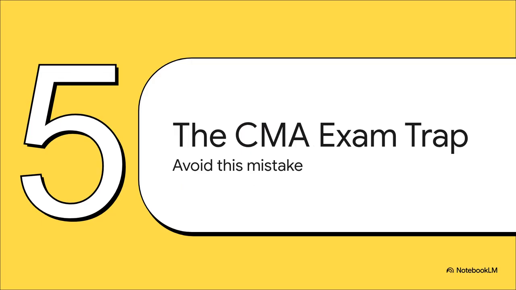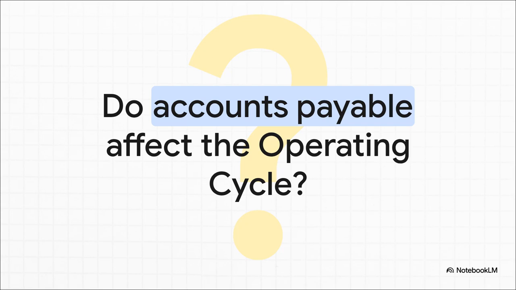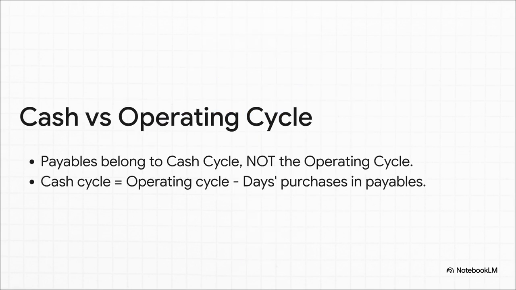All right, pay close attention to Section 5. The CMA exam trap. Okay, picture this. You're staring down a multiple-choice question on test day, and it's incredibly tempting to think that accounts payable must factor into the operating cycle. I mean, paying your suppliers is a massive component of working capital management, right? So, do payables affect the operating cycle formula? The answer is absolutely not.